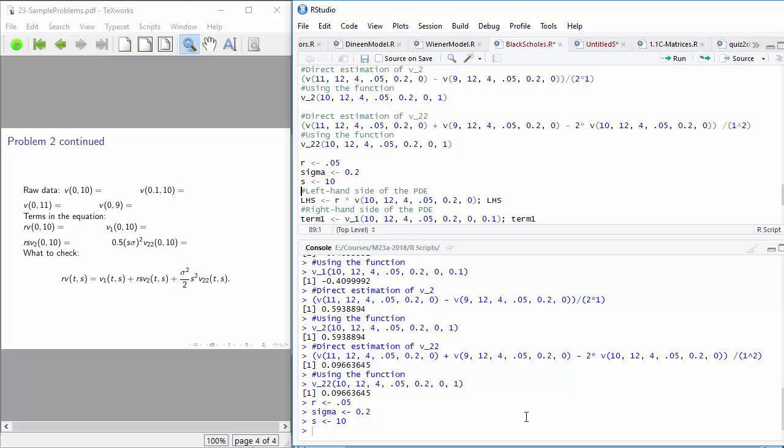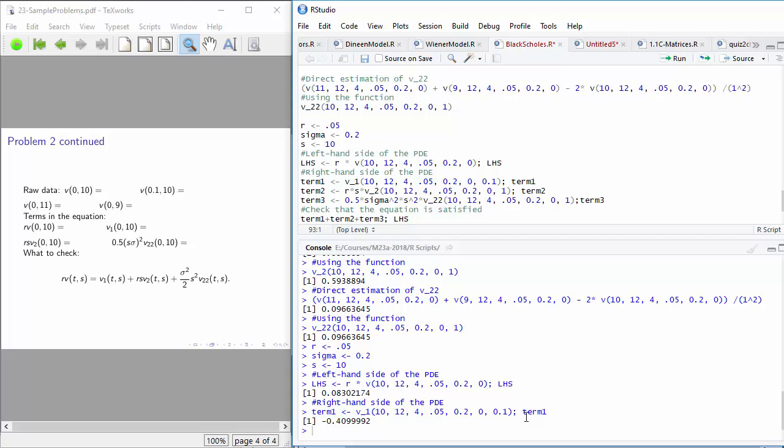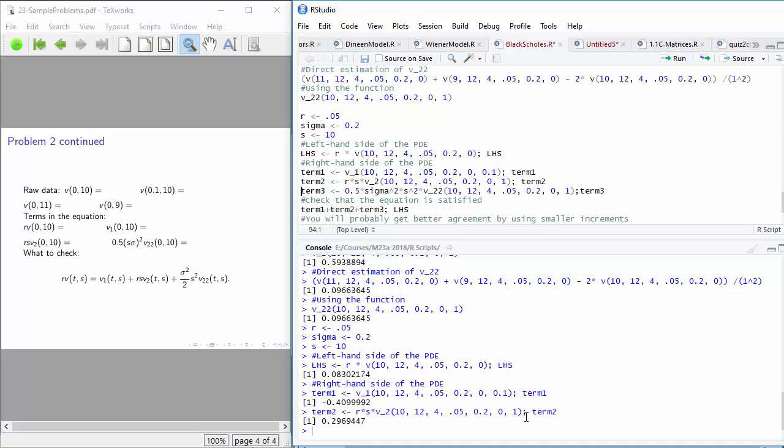That's the R times V. On the right-hand side of this differential equation, there are three terms. The first one just involves the partial derivative with respect to the first argument, time. The second one involves the partial derivative with respect to the underlying price. That has to be multiplied by the product of the price S and the interest rate R. And the last and most mysterious of these involves the second derivative and has to be multiplied by the square of the volatility times the share price.